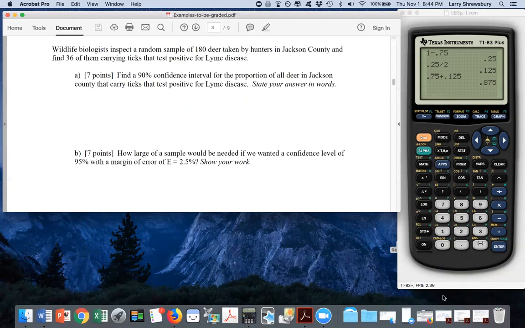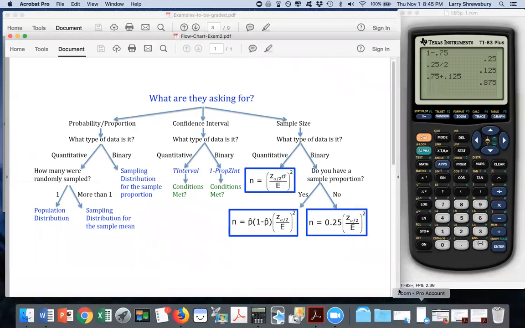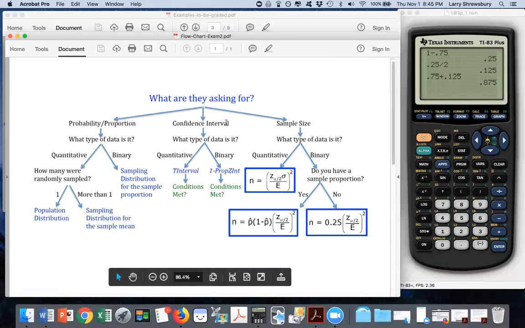All right, so I'm going to go to the little flow chart here. For the first one, what type of problem is that for part A? Do you see the words right there, confidence interval? Yeah, that should be the easiest one in the world to identify. It comes right out and asks for it.